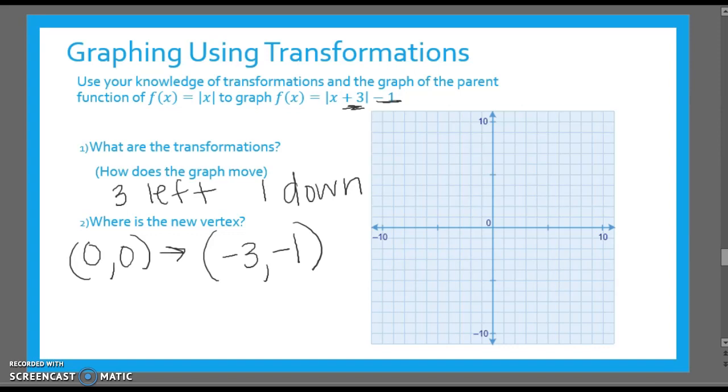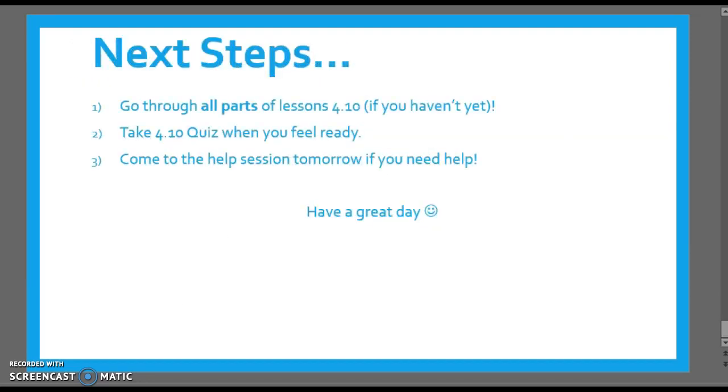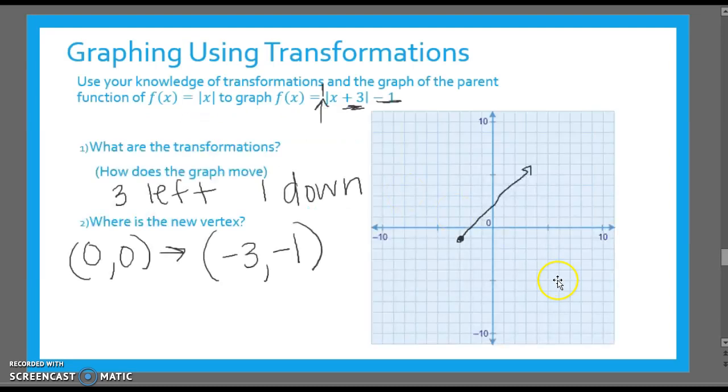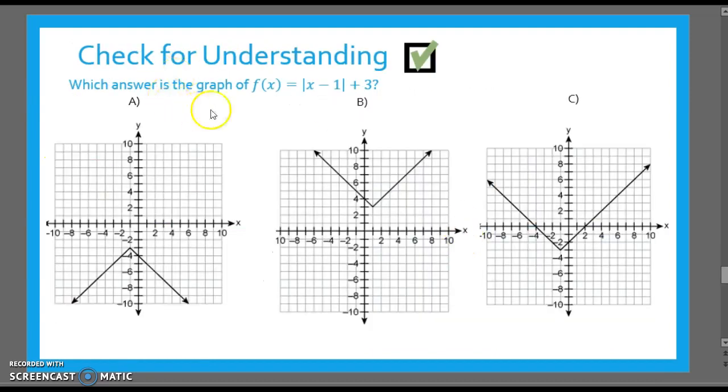So -3, -1. Okay? And then the slope, if there's no number there, it's a 1, so the slopes are 1. So this goes up 1 over 1, up 1 over 1, up 1 over 1. I'm trying my best to draw a slope of 1, and then -1. So that just goes through the corners of each little square. Oops, sorry. Let's try that one more time. Up 1 over 1, up 1 over 1, up 1 over 1. There we go, and there's our graph. And like I said, you can come to the help session if you need extra help too.